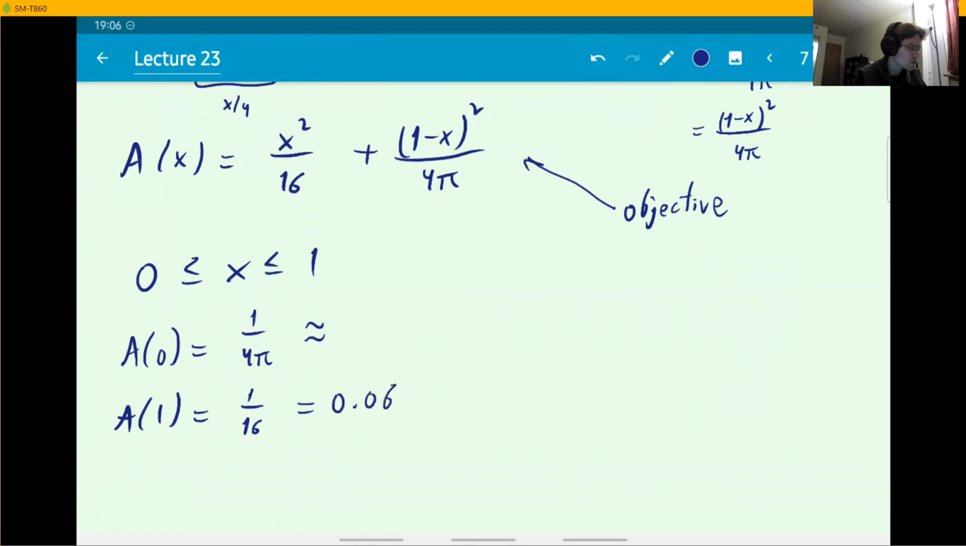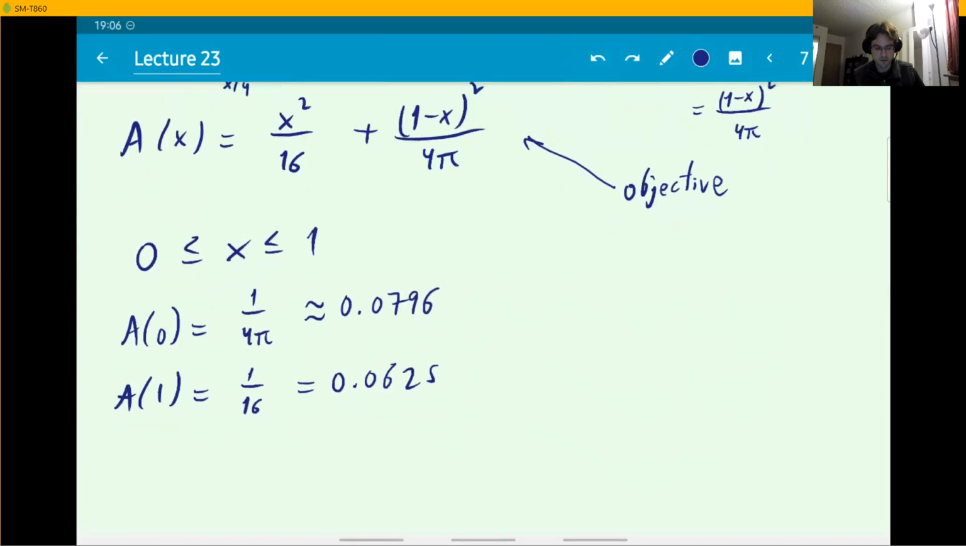What is 1 over 16? It's 0.625. 1 over 4 pi is approximately 0.796. This problem in particular probably requires a calculator. I mean, comparing these two values is possible without a calculator, but after taking a derivative, you're going to see that we need a calculator for the other one.